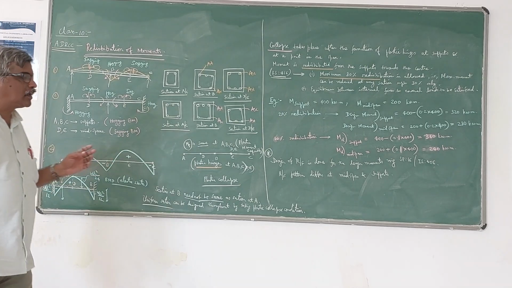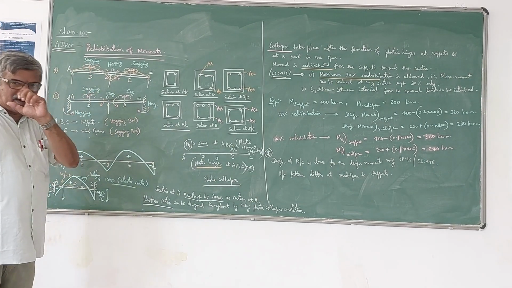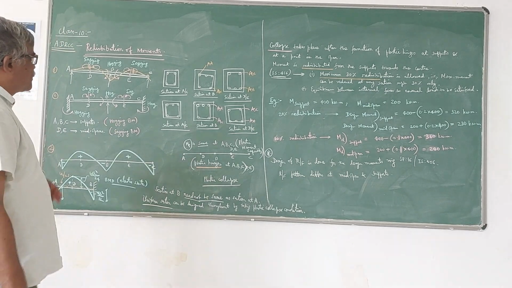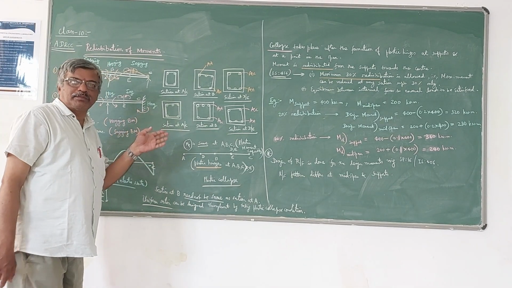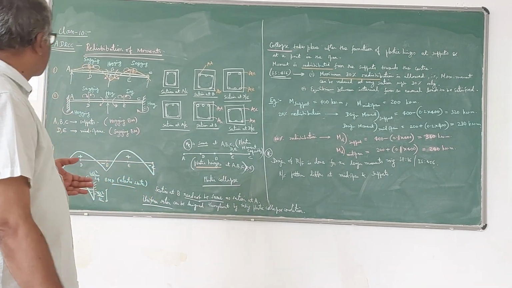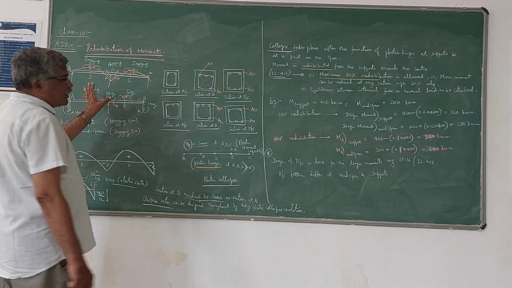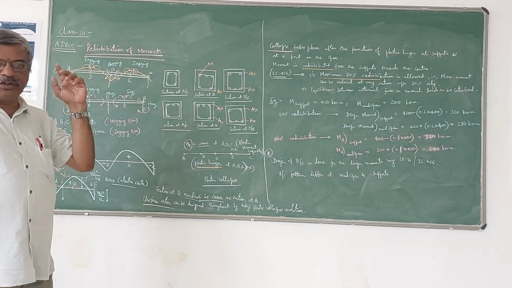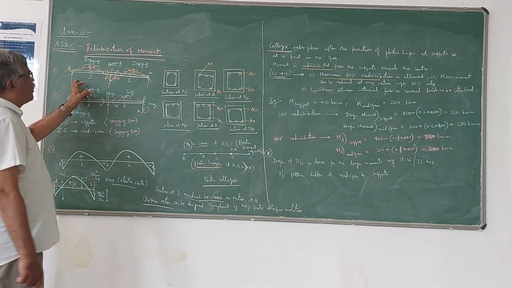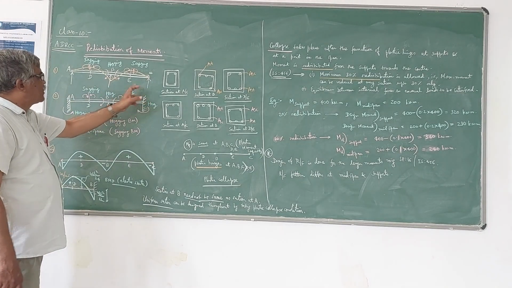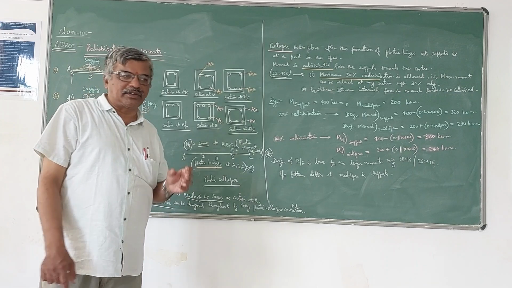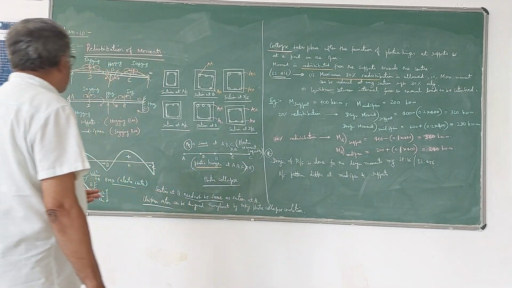So in this class, we will discuss an important concept called redistribution of moments, which is normally applied in the design of fixed beams or continuous beams or any indeterminate type of structures. So here I consider the examples of continuous beam. In the first example, I will take all the three supports as simple supports. In the second one, I will take end supports as fixed supports and the intermediate as simple support.